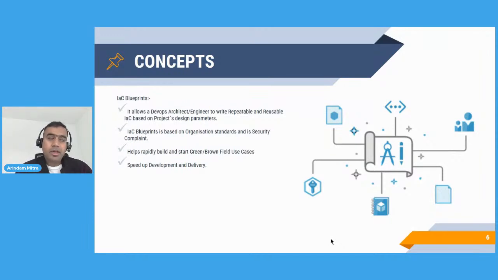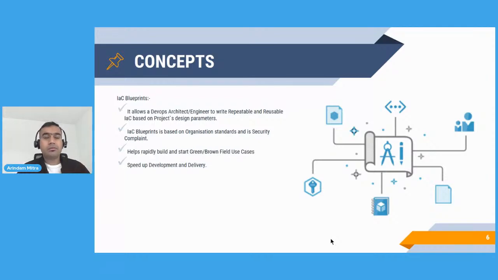And then when I'm writing these infrastructure as code blueprints, I am adhering to the organization standards, and anything which I'm writing or deploying as a part of my blueprint is security compliant, which means the security aspects have been checked and vetted with my security officers, and then I'm rolling it out with my blueprints. It also gives me a huge advantage to rapidly build and start any of the use cases, whether it's greenfield or brownfield, because the blueprints are designed in a way which can fit into your greenfield or your brownfield projects or use cases. And then the final thing with this topic is that you can speed up the development.